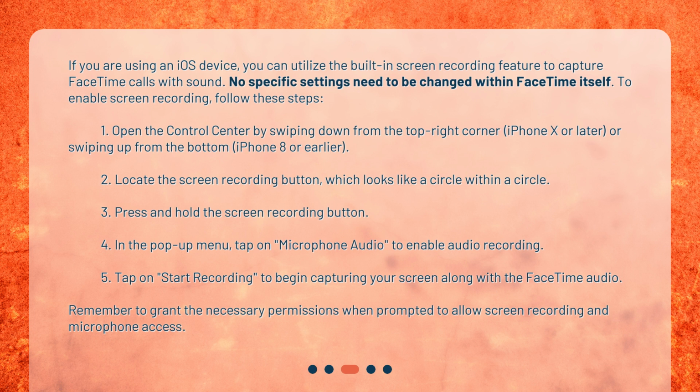1. Open the control center by swiping down from the top right corner, iPhone 10 or later, or swiping up from the bottom, iPhone 8 or earlier. 2. Locate the screen recording button, which looks like a circle within a circle. 3. Press and hold the screen recording button.